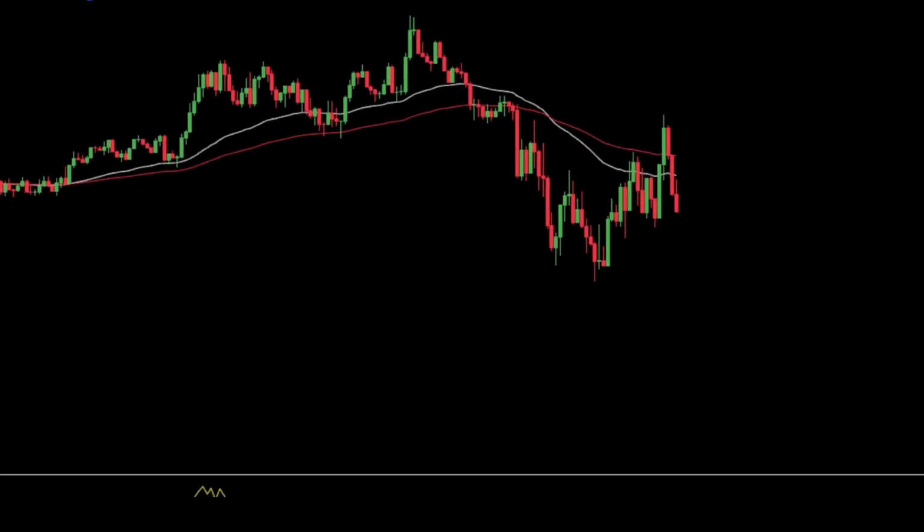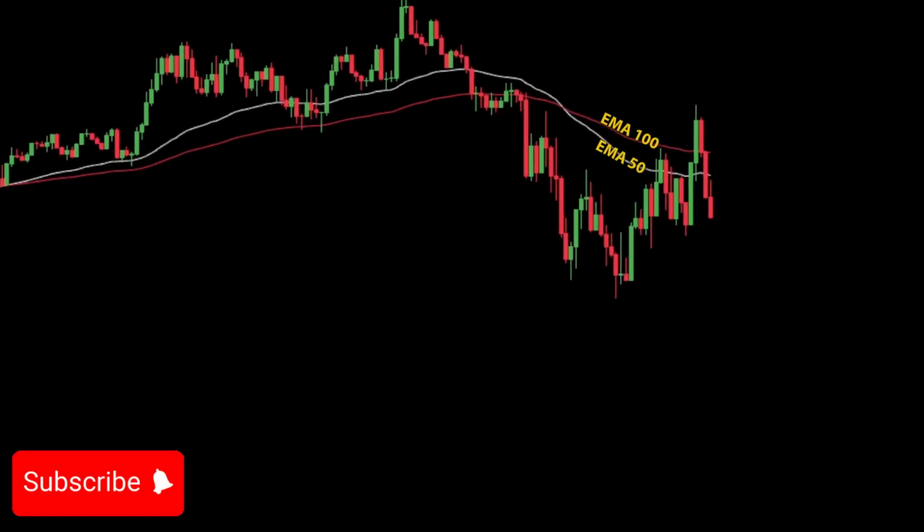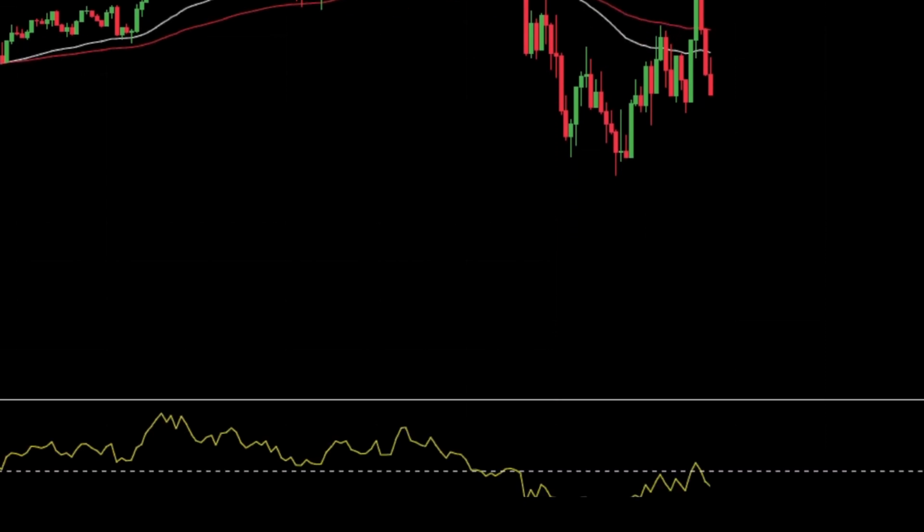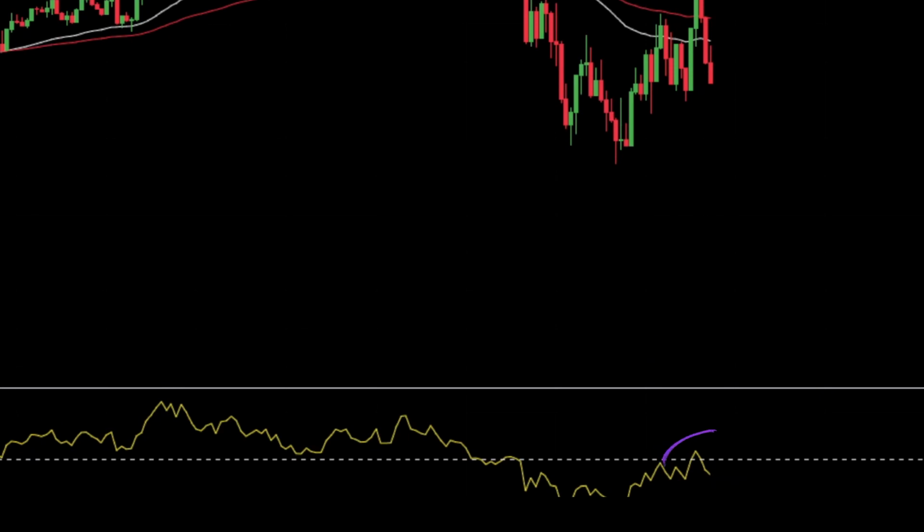How to place a sell order. If the EMA 50 crosses downwards and is below the EMA 100, it indicates a bearish trend. In this situation, your main focus is to find the best point to place a sell order. Then wait for the RSI signal line to cross below the 50 level. If the RSI signal line crosses below the 50 level, it is a valid sell signal.